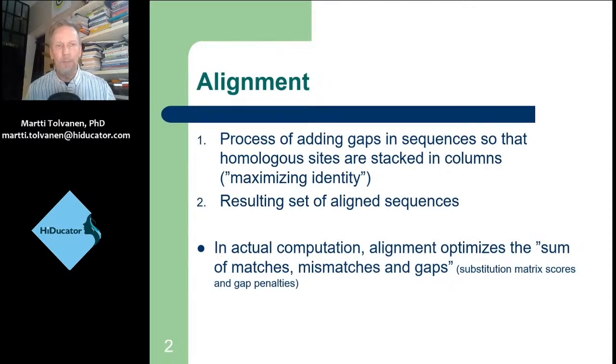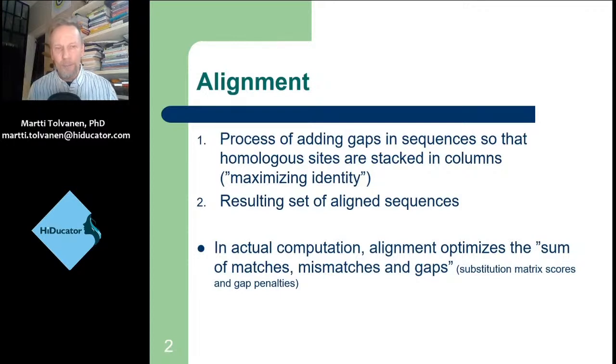So what do we mean by alignment? It's actually two common meanings. One of them is the process of adding gaps into sequences, DNA or proteins, so that we get homologous sites stacked in columns. In naive terms, this would be maximizing identity. And the other meaning is the result of the process of alignment.